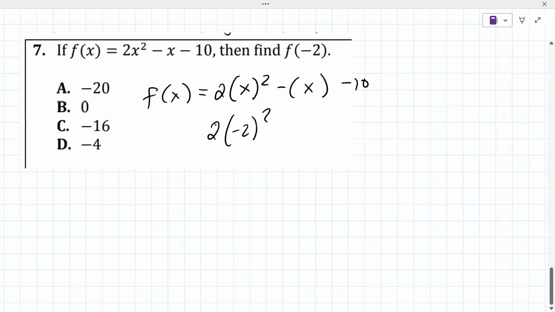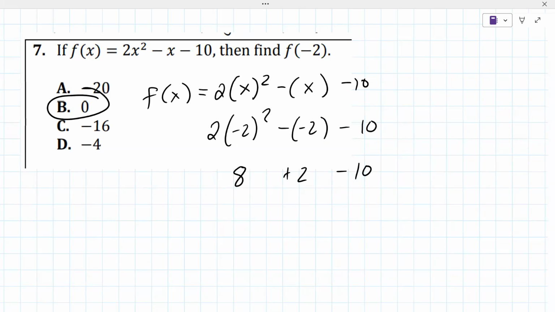2 times -2 squared minus a -2 minus 10. So I'm gonna ask you, what is the parentheses -2 squared? What does that become? Would it just become 2 squared? That is, and then it becomes what? 4? 4? 2 times 4 is 8. So we have 8. 8 plus 2 minus 10, and it is 0. Very good.